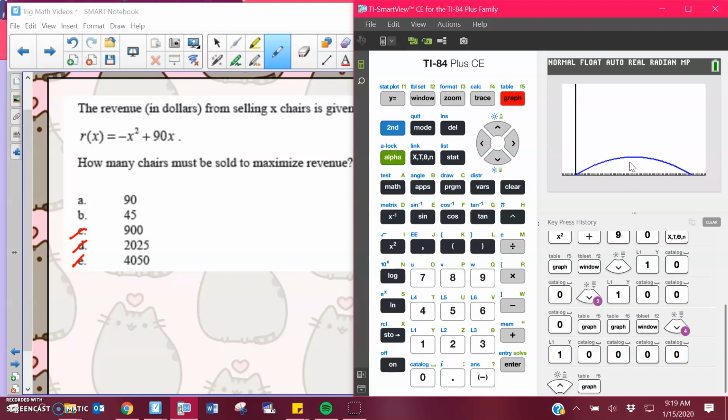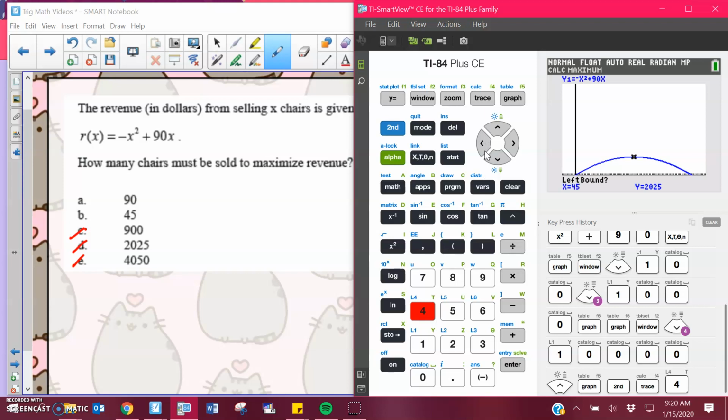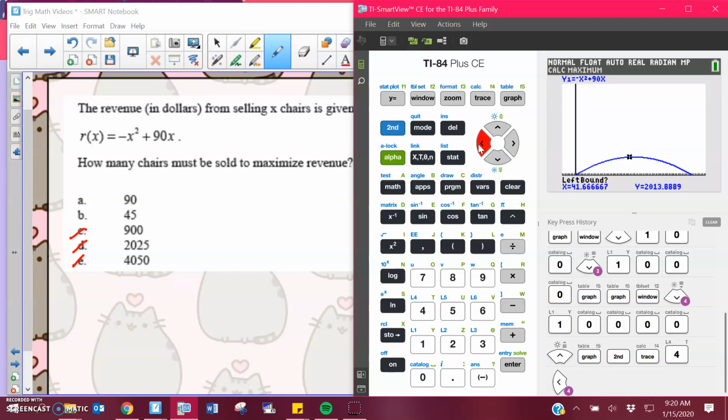There it is. This is what I'm looking for. I'm looking for this peak value, and I could find it in the table. But if I'm looking at the graph, I can do second, trace, and then pick which thing I'm looking for. So since I'm looking for a maximum, not a minimum, I want max. And then I'm going to go to that top point and then follow the directions at the bottom. So it says left bound. So you're going to go a little bit to the left of wherever you think your answer is, and press enter. And then it asks you for the right bound. So you're going to go a little bit right of where you think your answer is, and then press enter.